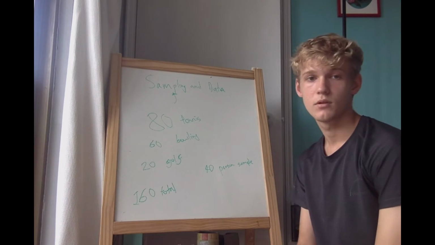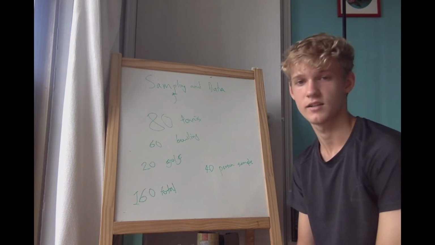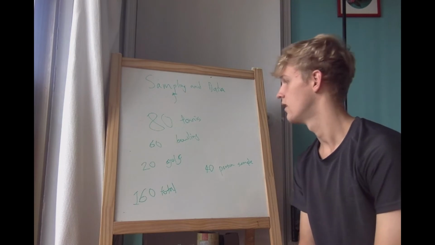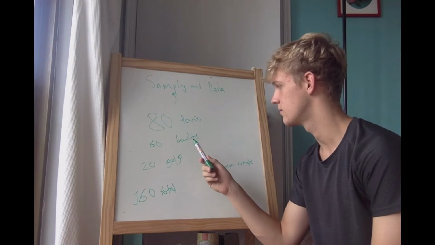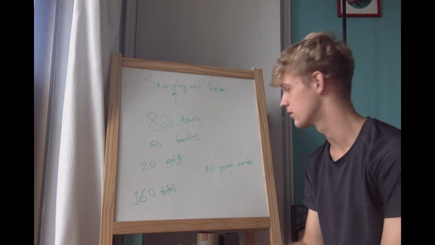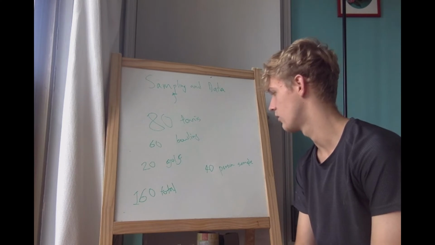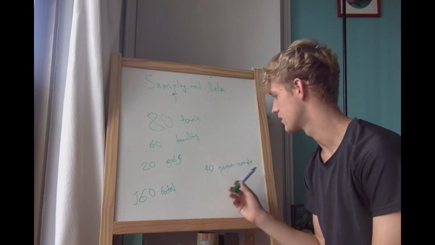A good example of the difference between stratified and quota sampling and how you'd actually do it is in this question. So say a sports club has got 80 tennis members, 60 bowling members, and 20 golf members, so 160 members in total, and they want to take a sample on the food or something like that. So they want to take a 40-person sample.